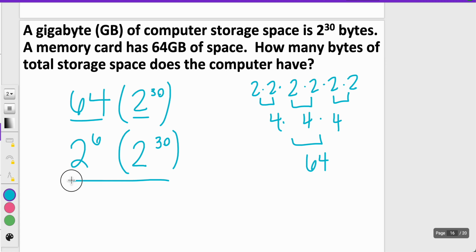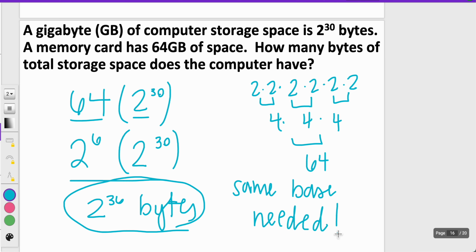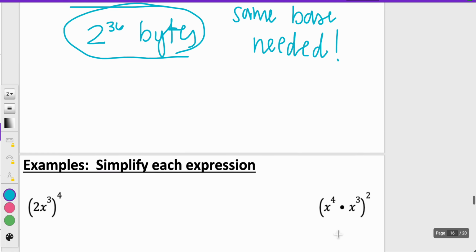Once I have the same base, then I can just add them together and I get 2 to the 36 bytes, okay? So that's just something to consider. If you don't have the same base, you need to make sure that you do in order to do your properties for exponents there, okay?